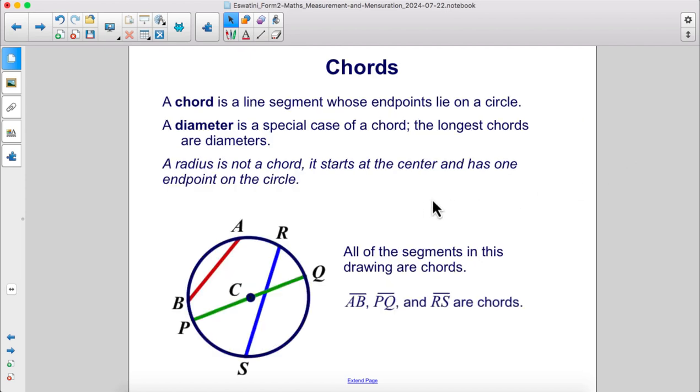A chord is a line segment whose endpoints lie on a circle. So, AB, right? Both of the endpoints are on the circle. So it's a chord. A diameter is a special case of a chord. The longest chords are diameters. It goes right through the center of the circle. A radius is not a chord, since it starts at the center and has one endpoint on the circle.